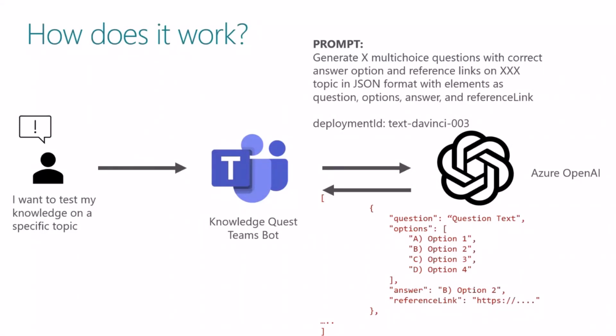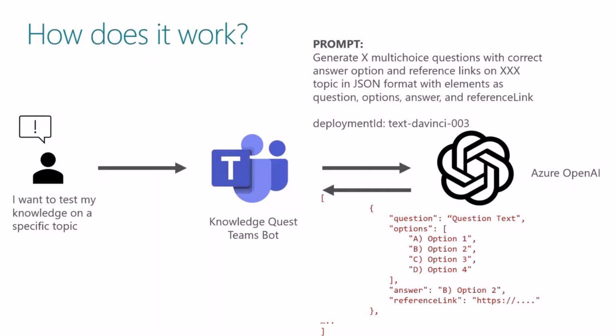And then we provide the deployment ID as text DaVinci 003, and in response to that, Azure OpenAI gives us this set of questions in this format. So here it is the question text, and then we have certain options A, B, C, D, and then lastly it gives us the correct answer, and then again a reference link.